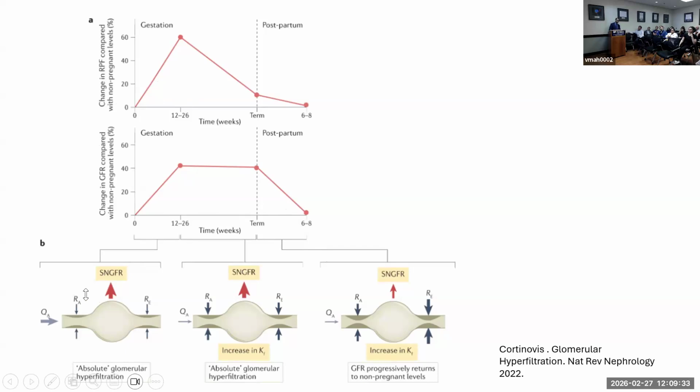Initially, you have a decrease in your afferent and efferent arteriolar resistance. The reason for that has to do with the hormonal changes of pregnancy. There's a hormone called relaxin that is produced. Later on in pregnancy, you also have an increase in the actual permeability of the glomerulus, and then it gradually returns to the pre-pregnancy state by 6 to 8 weeks postpartum.